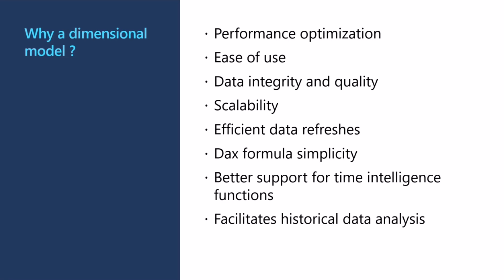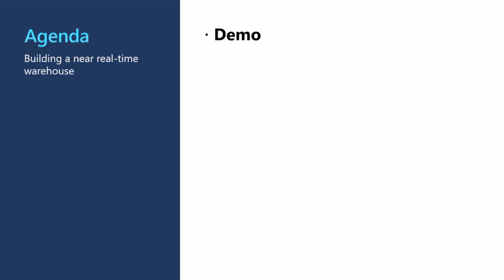With dimension tables, it's easier to handle slowly changing dimensions, which are crucial for historical data analysis. This allows users to track how data evolves over time. In summary, using a star schema in Power BI helps in achieving better performance, easier use, data integrity, and overall more efficient and effective data modeling and reporting. Without further delay, let's jump into the demo.